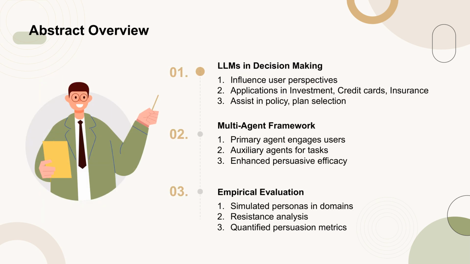This paper investigates the potential of large language models, LLMs, to shape user perspectives and influence their decisions across various tasks. Specifically, LLMs are applied in domains such as investment, credit cards, and insurance to assist users in selecting appropriate policies and plans. The study introduces a sophisticated multi-agent framework where a primary agent interacts with users through persuasive dialogue, while auxiliary agents handle tasks like information retrieval and persuasion strategy development. Empirical evidence shows that this collaborative approach significantly enhances the persuasive effectiveness of LLMs.